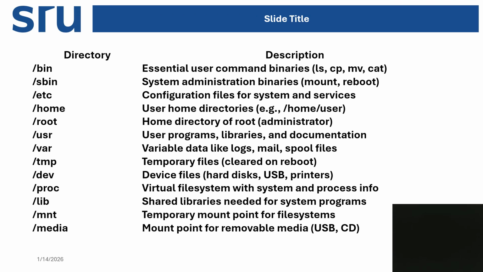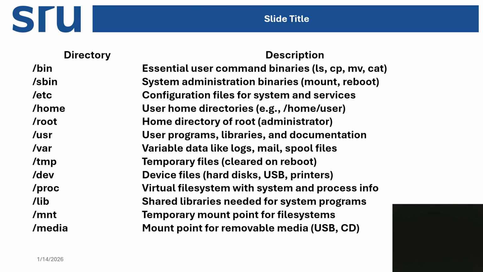Next one, etc, which holds configuration files for system and services. All configuration files for system and services are under the control of slash etc only. Next, slash home, the user home directories. Suppose some set of users are there. Every user has their own directory, and such directories are under the control of the slash home subdirectory only. Next, root. It is the home directory of the root administrator. He is like a super user of the Linux operating system.